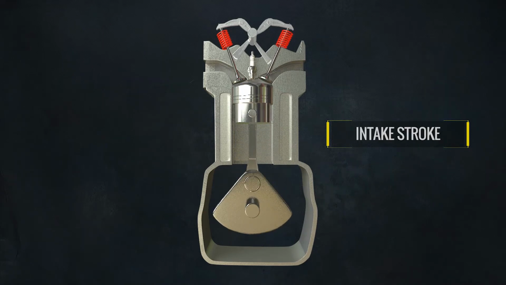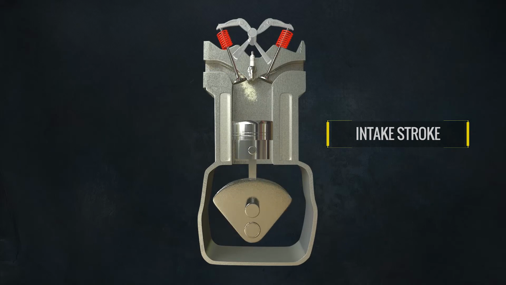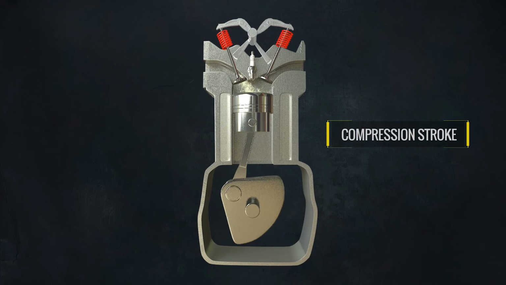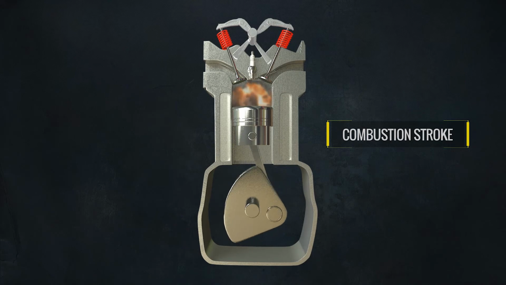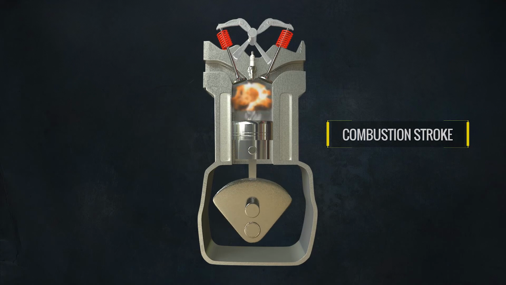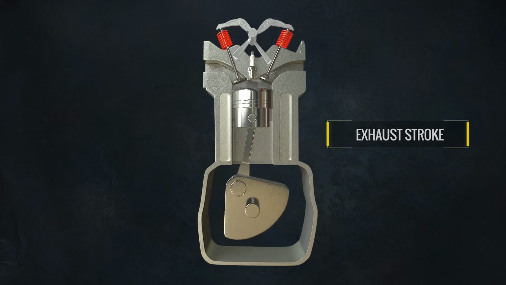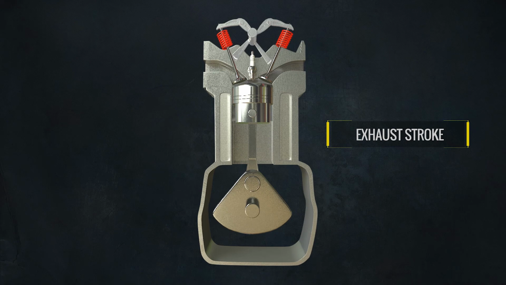During the intake stroke, the intake valve opens and the fuel and air mixture enters the cylinder. In the compression stroke, the compression of the fuel mixture takes place. In a combustion stroke, the spark plug produces a spark which ignites the fuel mixture. And in the exhaust stroke, the gases due to combustion are expelled out of the cylinder through the exhaust valve.